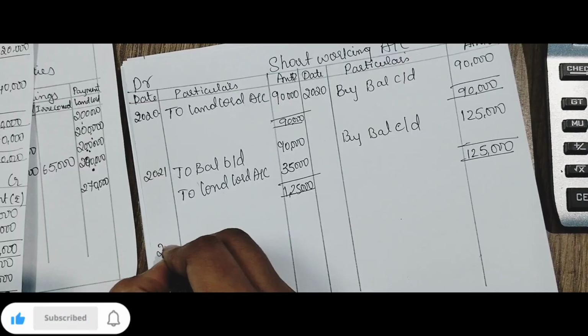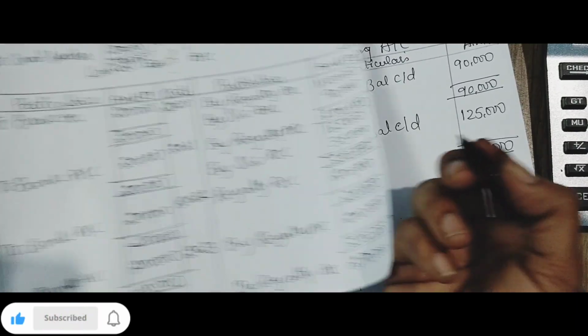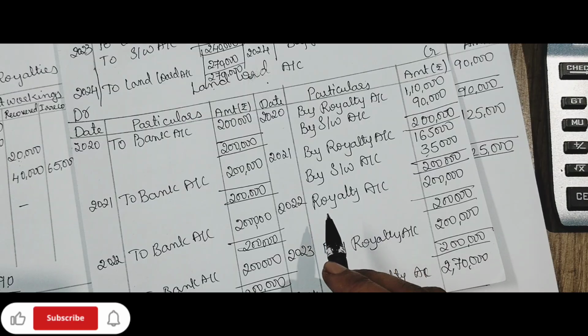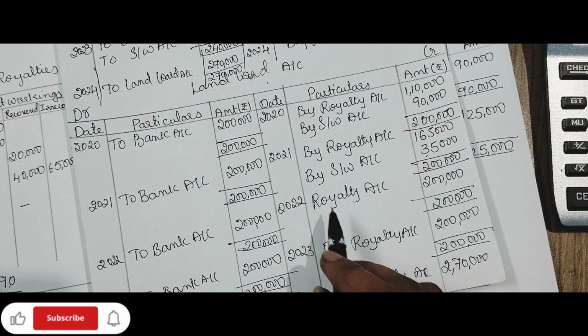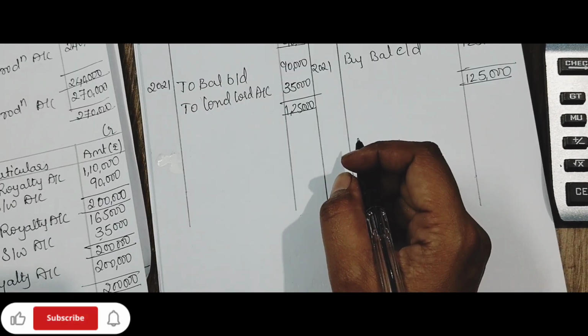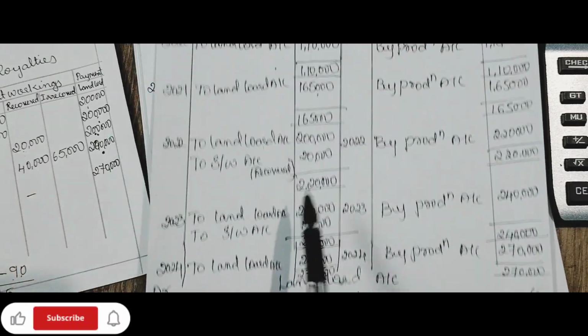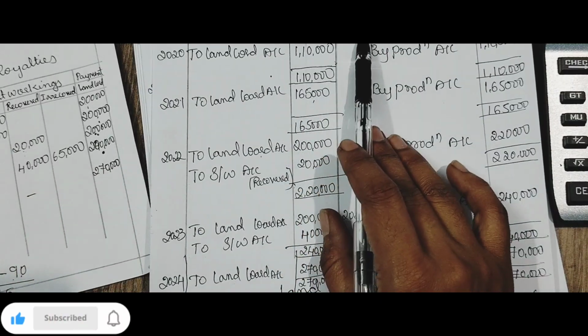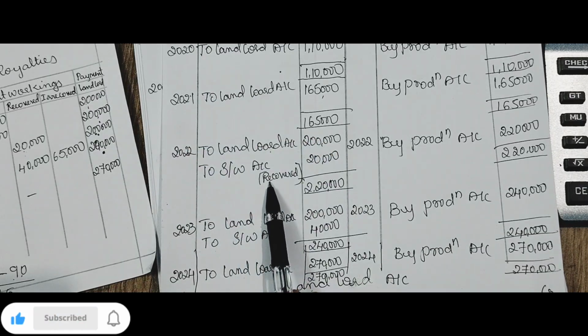Next, for the year 2022, here you can see for 2022 any entry is there? Short working. Now for the year 2022, there is no short working. We have recovered. Here you can see in the royalty account we have debited the short working account.